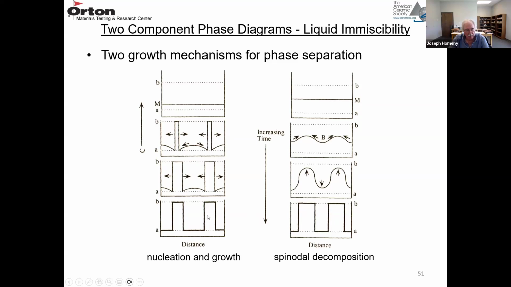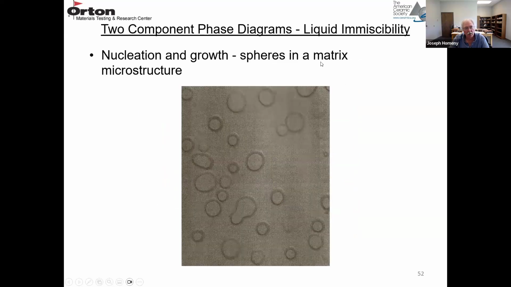So we have the same result, basically. We have crystals of B in greater concentration than crystals of A in both nucleation and growth and spinodal decomposition, but the microstructures are not the same. They're totally different. So if we have nucleation and growth from our two liquids, small spheres are going to nucleate and grow.